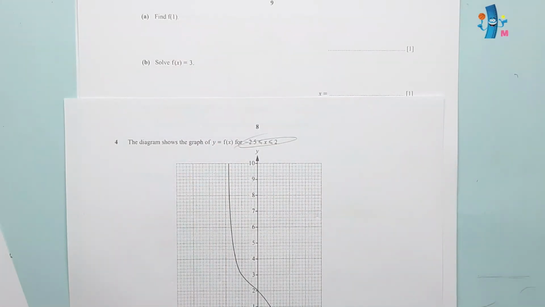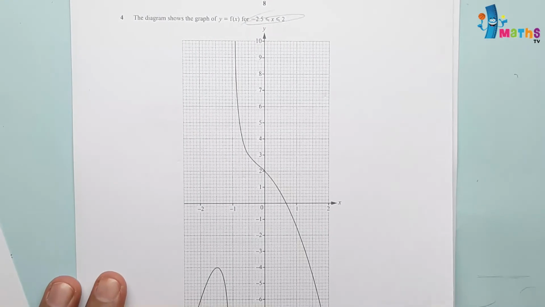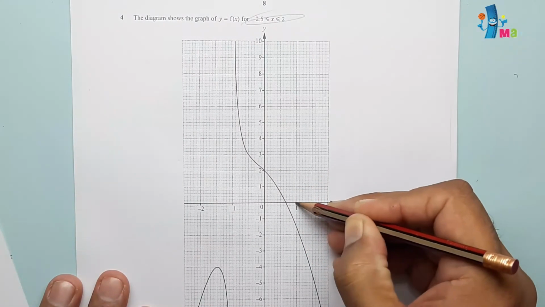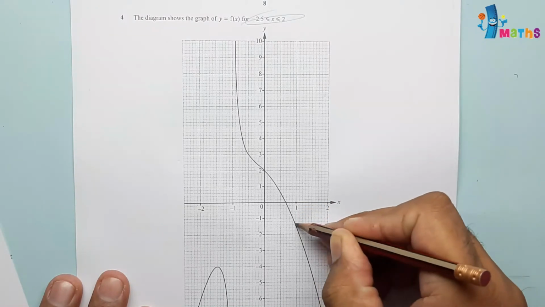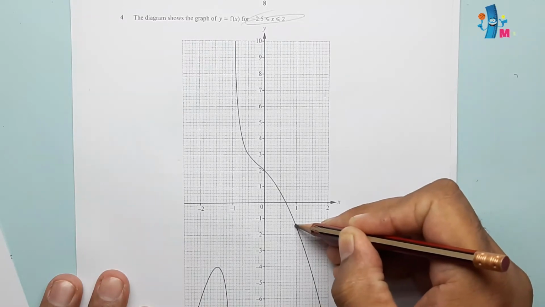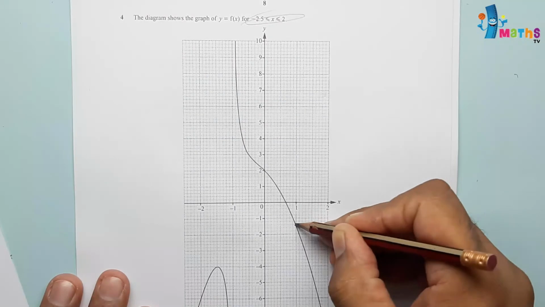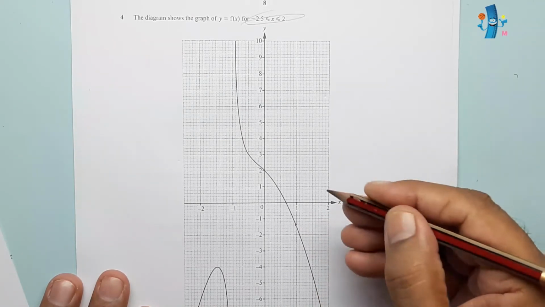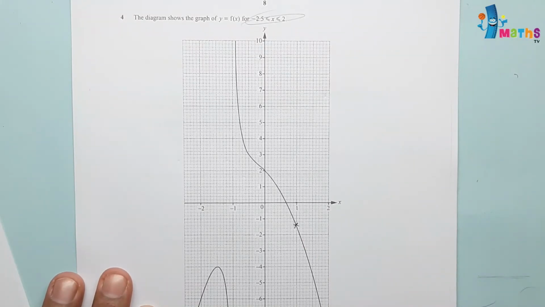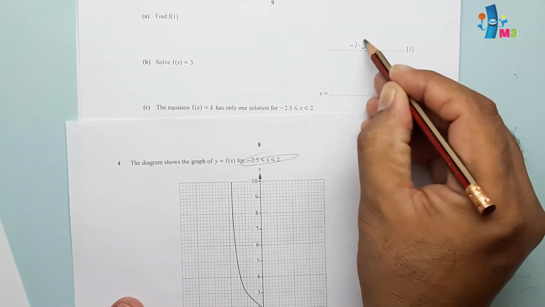Find f of 1. For f of 1, what we'll be doing, we'll go to this x value 1, and check the value on the graph, which is minus 1.5. The y value will be minus 1.5. I'm putting a cross over here, so we can answer here minus 1.5.